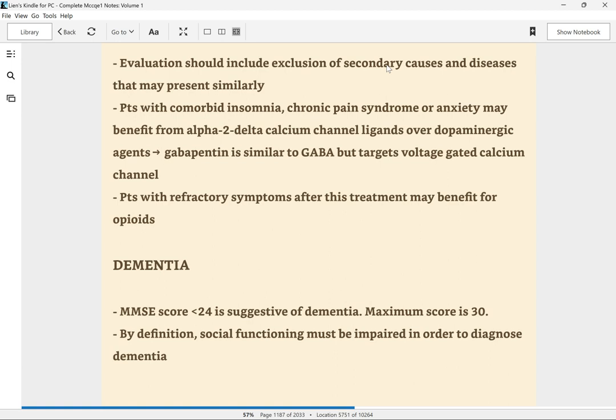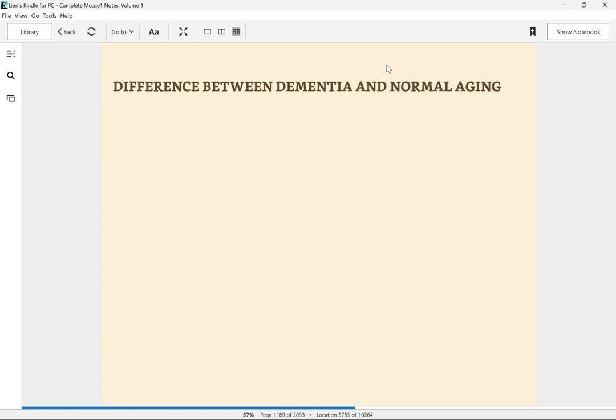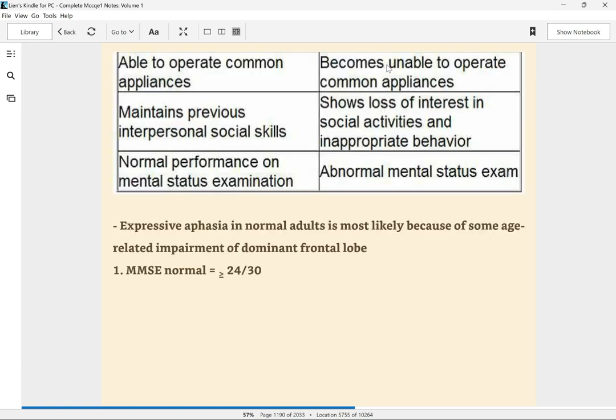Dementia: an MMSE score under 24 is suggestive of dementia. Maximum score is 30. By definition, social functioning must be impaired in order to diagnose dementia. Difference between dementia and normal aging: expressive aphasia in normal adults is most likely because of some age-related impairment of the dominant frontal lobe. 1. MMSE normal equals greater than or equal to 24/30.